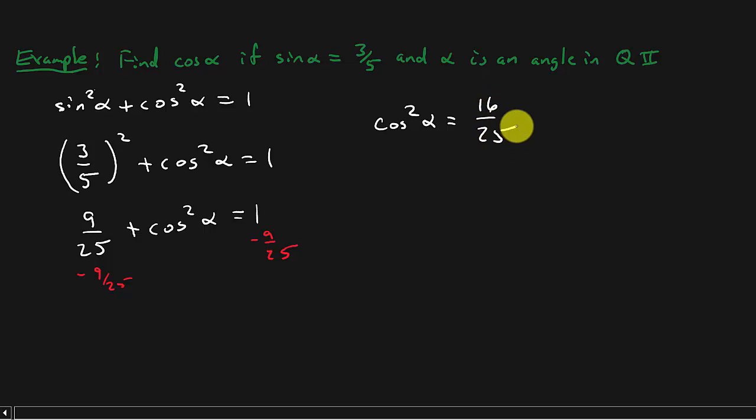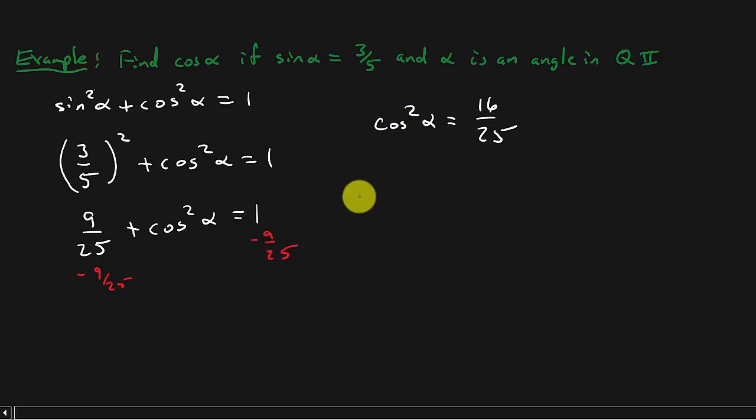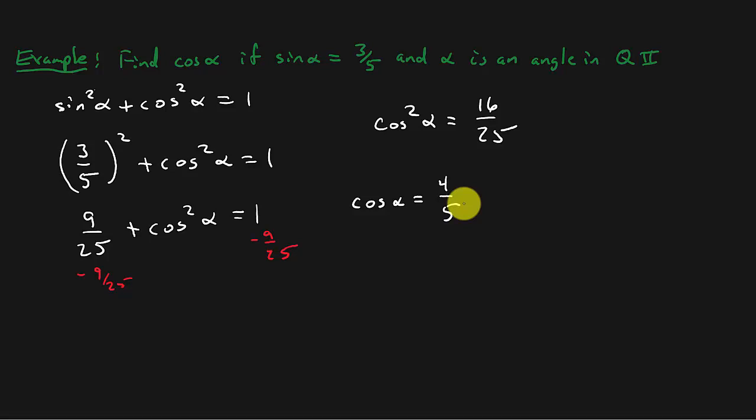16/25. Now, how did you get that? How did you get 16/25? I did 1 minus 9/25. You're in trig now. You should know how to add and subtract fractions. I'll give you a hint. Get a common denominator. So now, what is cosine alpha? Well, cosine alpha is equal to what? 4/5, right?